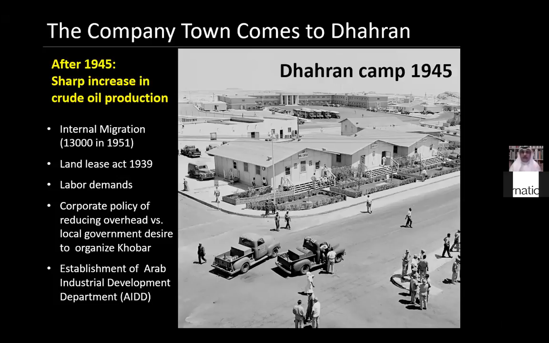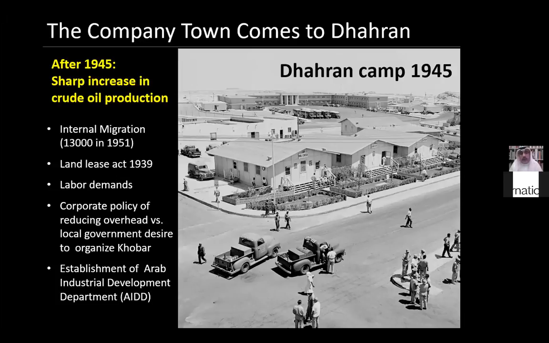Aramco expanded its operations. If you read the records of Aramco, the size of operation here in Dahran of crude production and refining in Ras Tanura was multiples of the size of oil production in Venezuela at that time or in any other site. This was an unprecedented scale of operation and production.